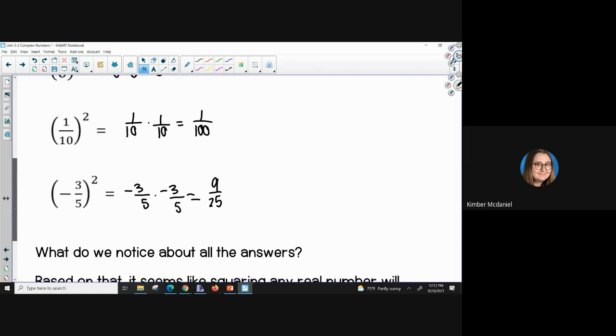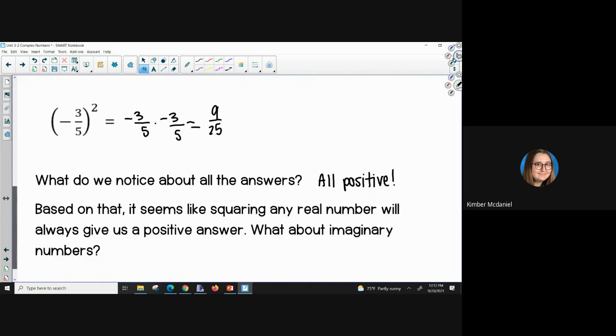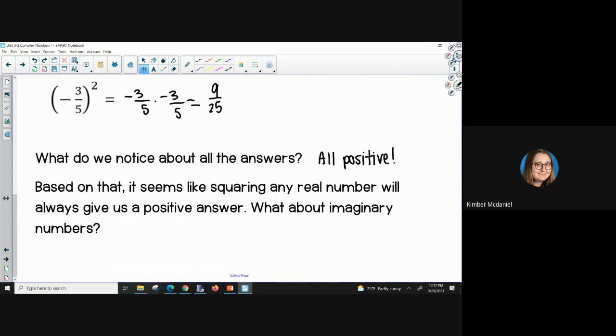Now, I breezed through that pretty quickly just because there's a key concept that I want you to get from this. What do we notice about all the answers? They're all positive. Even though 0 does not have a positive or negative, you still get the idea. Based on that, it seems like squaring any real number will always give us a positive answer. 2 squared gives us 4, but -2 squared also gave us 4.